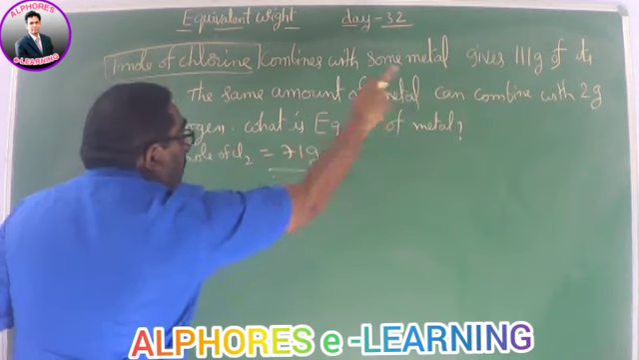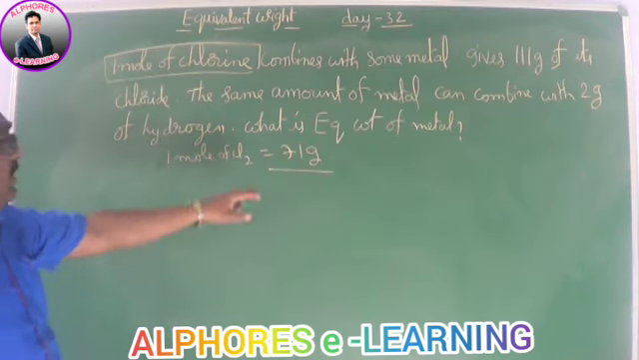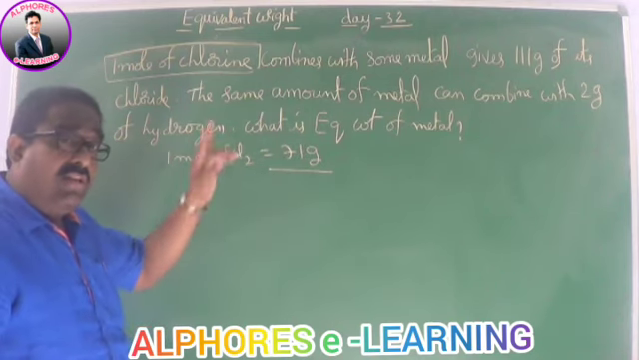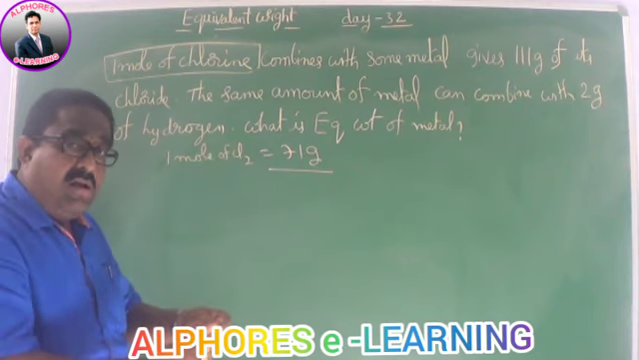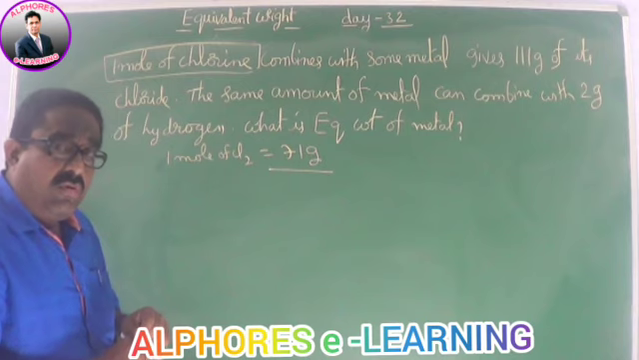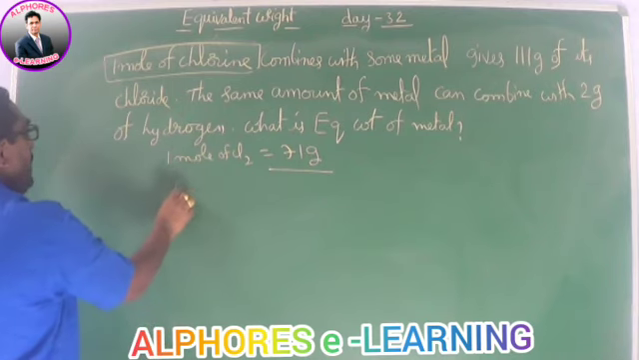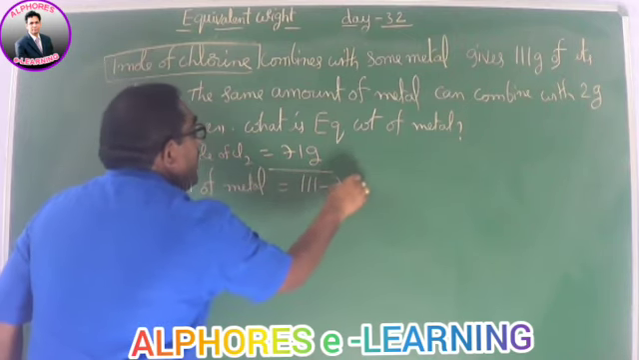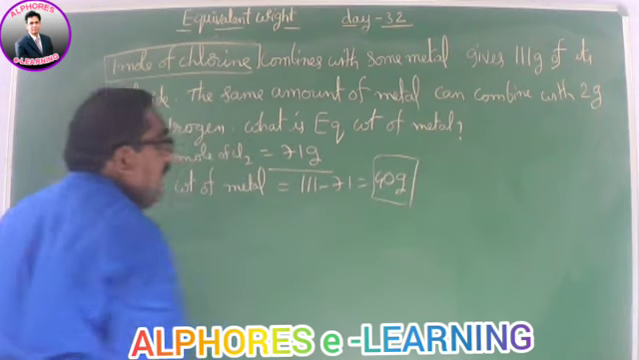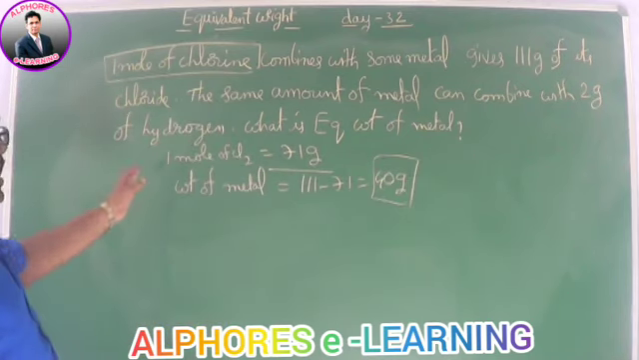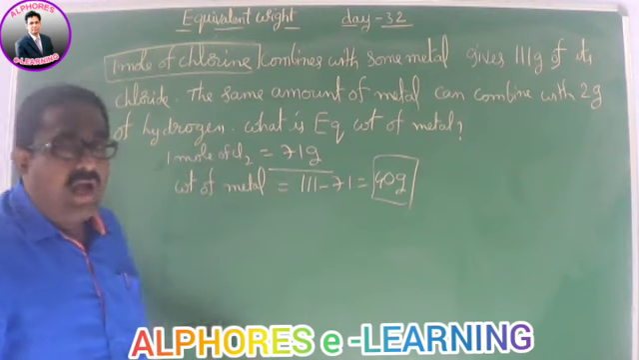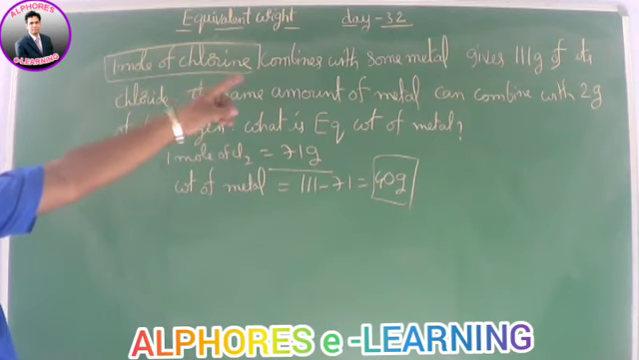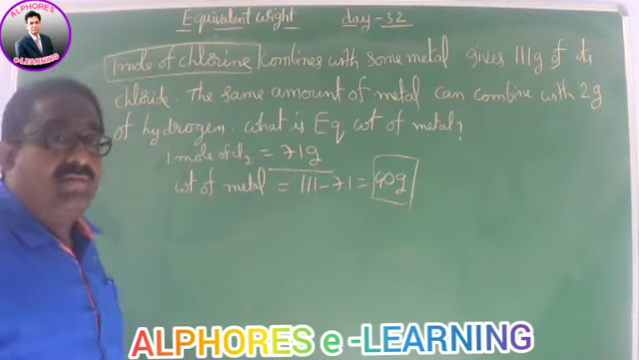But out of 111 grams, you can say that 71 grams is chlorine. What is the remaining? 40. Here, what is the reaction? Metal is combining with chlorine. You have the weight of chlorine. The remaining weight is nothing but the weight of metal. Here I am writing: weight of metal is equal to 111 minus 71, 40 grams. Okay, now I got the weight of metal, 40 grams, which is combining with 71 grams of chlorine and is forming 111 grams of chloride.